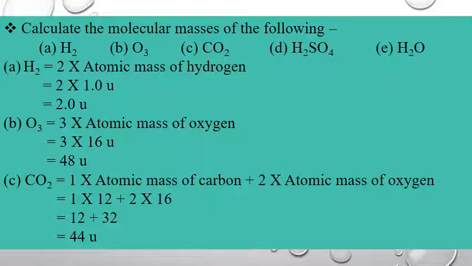Next we have carbon dioxide. Here we have 1 atom of carbon and 2 atoms of oxygen, so we write 1 into the atomic mass of carbon plus 2 into the atomic mass of oxygen. The atomic mass of carbon is 12, the atomic mass of oxygen is 16. 1 times 12 is 12, 2 atoms of oxygen, 2 into 16, it's 32. So we have 44 after adding.